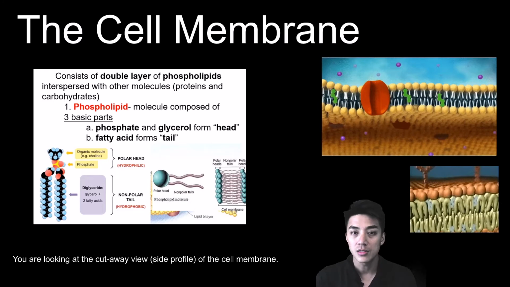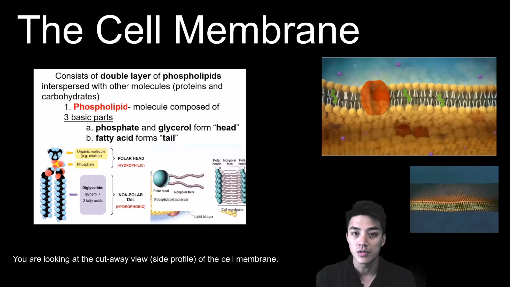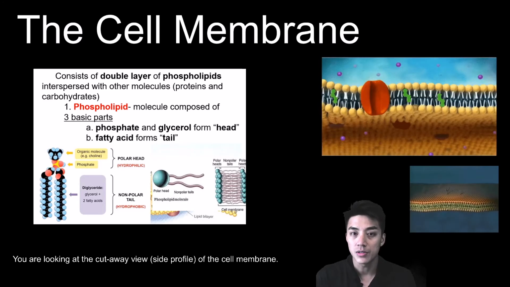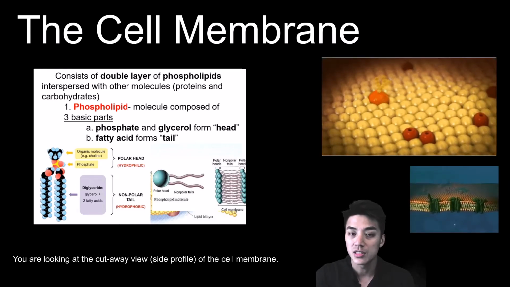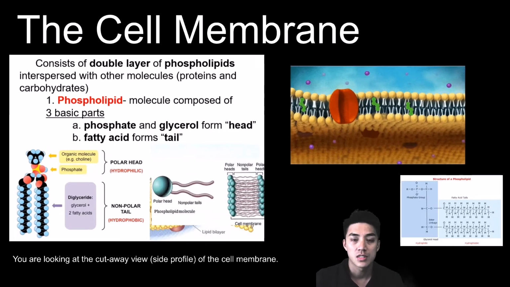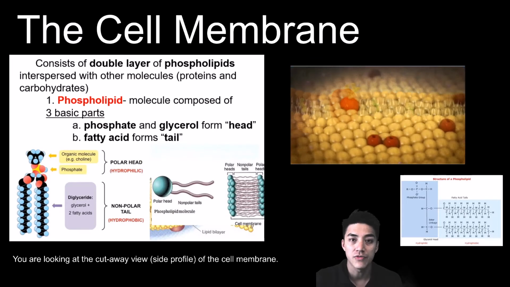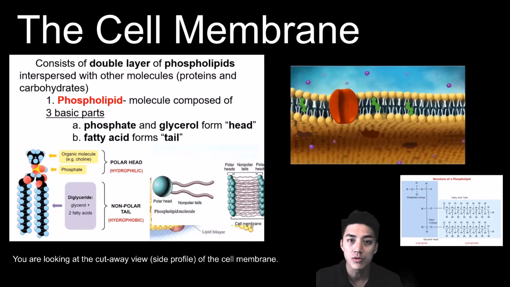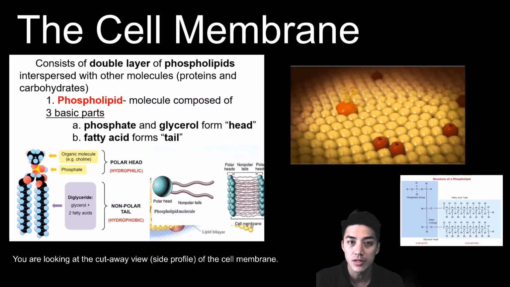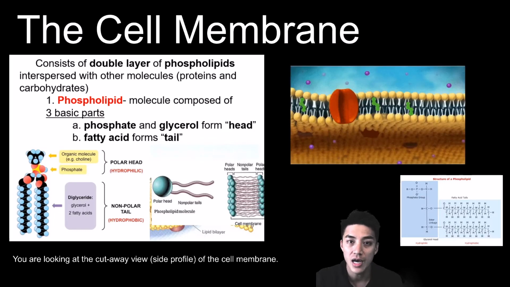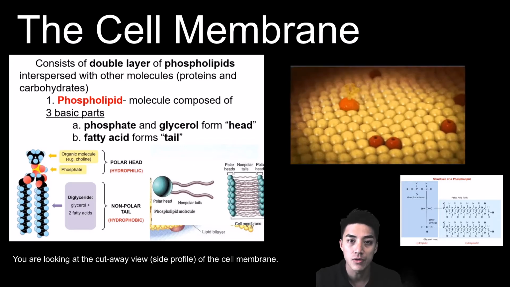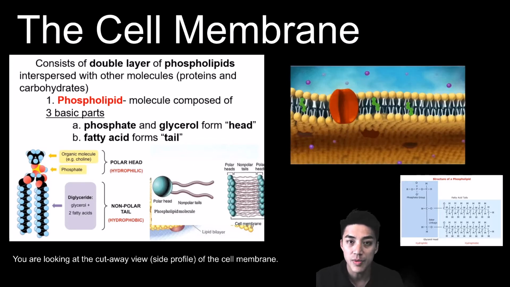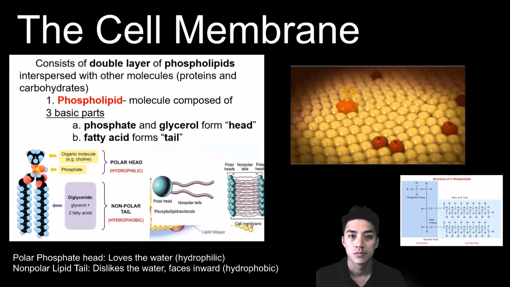The cell membrane is composed of a double layer of phospholipids. A phospholipid is composed of a phosphate head, which is polar, and it's got a tail, which is nonpolar, made of lipids. The cell membrane is made of a double layer of phospholipids, and it's got proteins and carbohydrates that are sticking in and out of it. Now, you have to just keep in mind that you're looking at a side profile or a cutaway view of the cell membrane. So just imagine that the cell membrane is covering this whole entire cell. It's like its own casing.